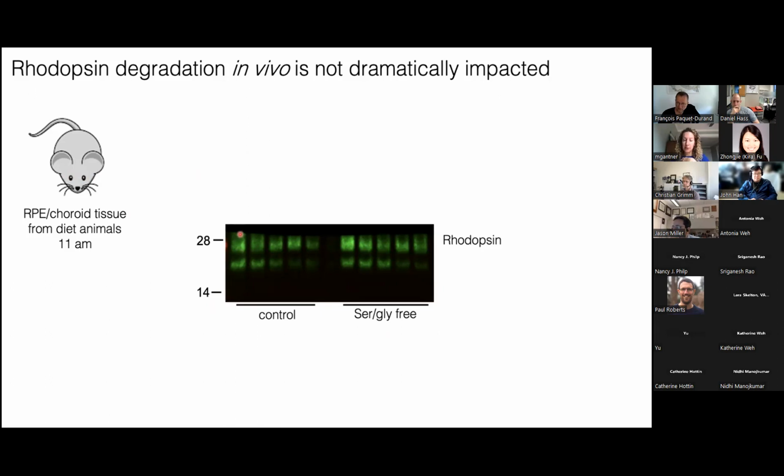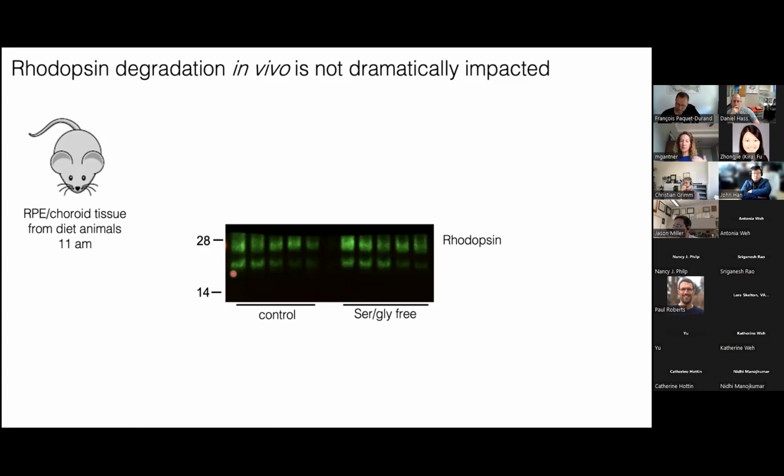And so what we did notice strikingly, when we dissected these, we did one control, one serine glycine, one control, one serine glycine, and alternated, because in that 11 a.m. window, things are changing quite rapidly. It was really the timing of the dissections, even though we were going super fast, like 3 minutes per eye. I think the biggest change we can appreciate is that during that time we were dissecting, we were seeing loss of or degradation of rhodopsin.